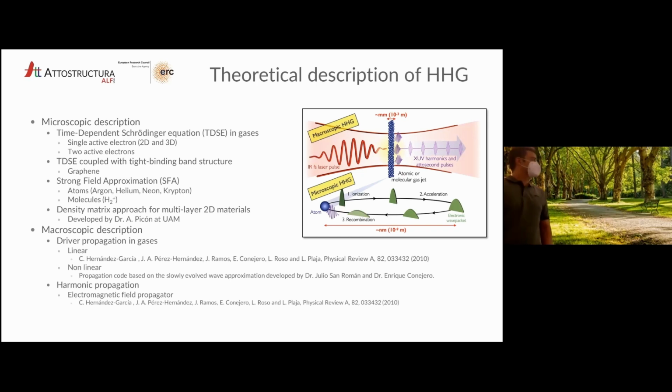For example, we use the time-dependent Schrödinger equation in gases. We can do it with a single active electron in 2 and 3 dimensions, or with 2 active electrons. We can also calculate high harmonic generation in graphene using the TDSE coupled with a tight-binding band structure. This method is quite time-consuming, so in many of our simulations, we have to rely on the strong field approximation that is faster and still provides good results. And we can use it with different atoms and molecules.